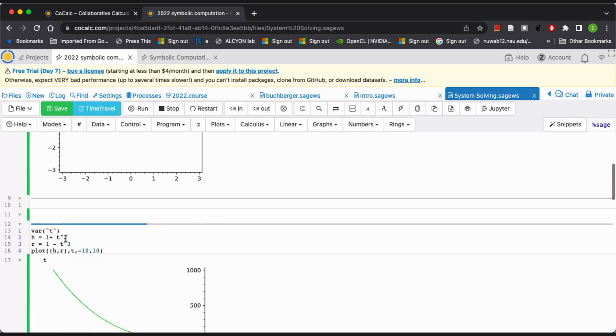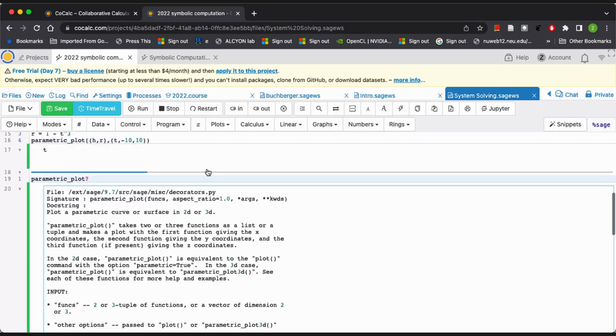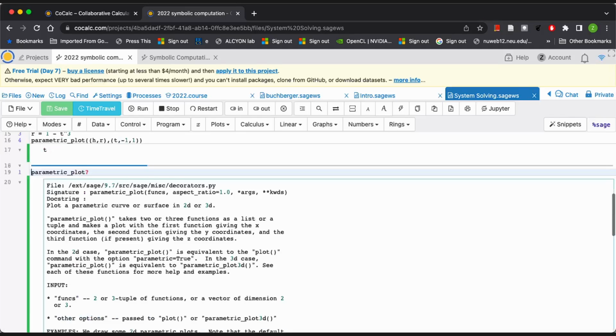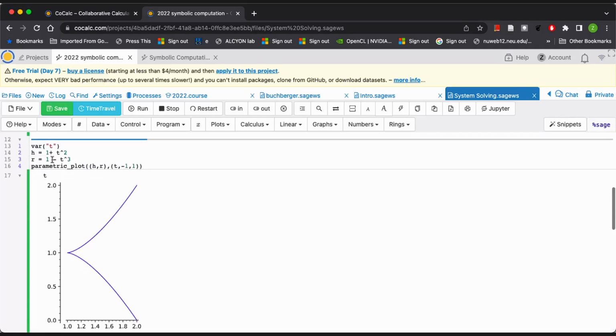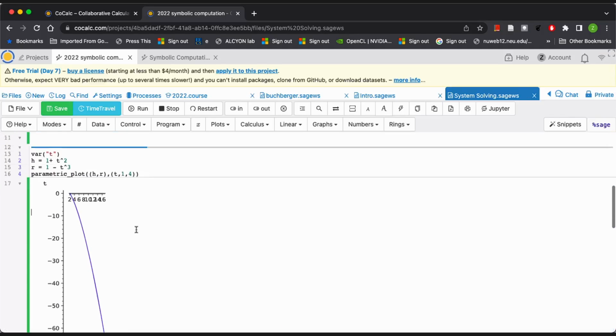So if I say here parametric plot, and then this, what I get is one curve. Let's make it -1, 1 so that we can see stuff. Okay. And now x is given by h and y is given by r. By the way, if here I do not include 0, I make it 1 to 4, this will probably look better. Not much. It grows too fast.